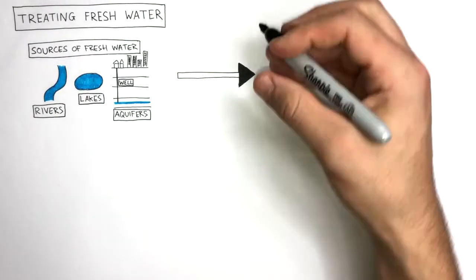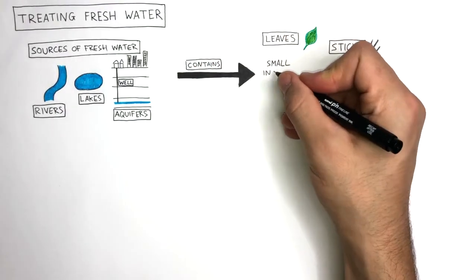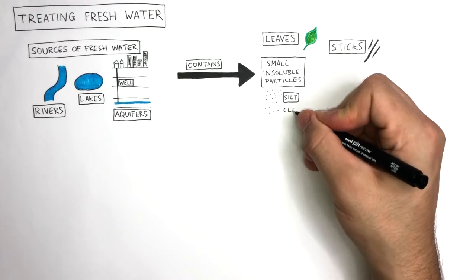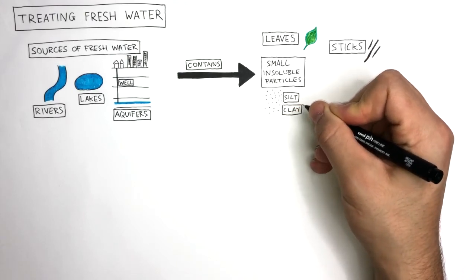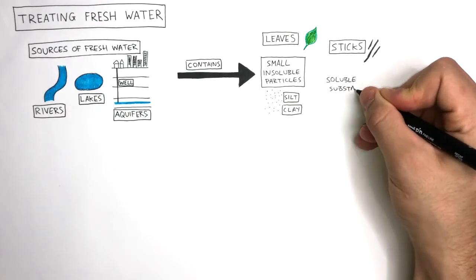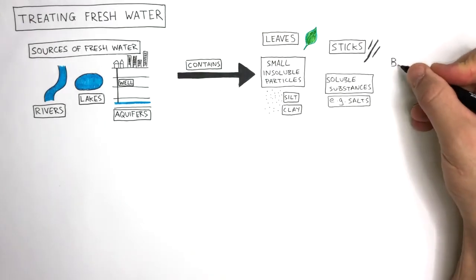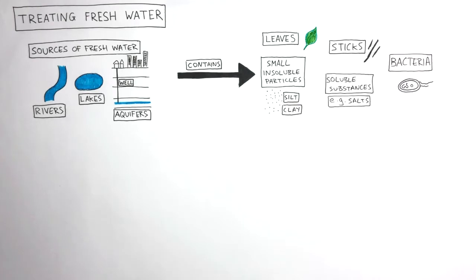Freshwater is not yet safe to drink as it contains leaves and sticks, also small insoluble substances which cannot dissolve in the water. For example, silt and clay are suspended, and you cannot drink the water if it contains silt and clay. Freshwater also contains soluble substances such as salts. These salts are dissolved throughout the water. Bacteria and other microorganisms can also be found in freshwater. We are not able to see these with our eyes, so it's important that we are sure that the water we drink does not contain any bacteria which could cause us harm.